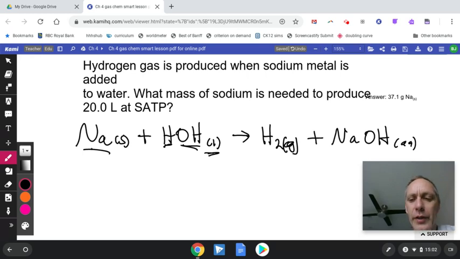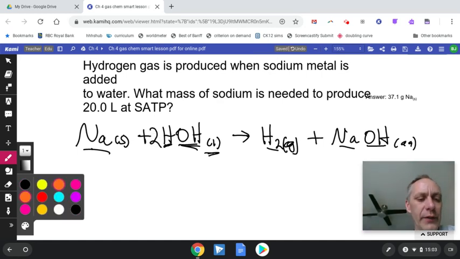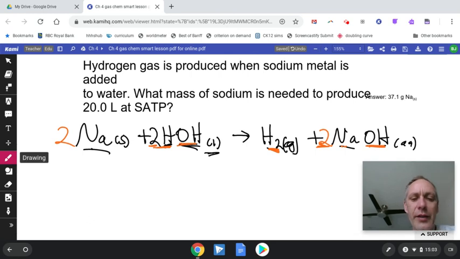Balance it. 1 sodium, 1 sodium, 1 OH, 1 OH, 2 hydrogen, 1 hydrogen in front. So I need a 2. Now that changes things. So now I have 2 hydrogen there and 2 hydrogen there. I also have 2 OHs and 1 OH. So I need to put a 2 in front. Now I have 2 OHs, but now I've changed the sodiums to 2 sodiums. So I need a 2 there. Okay, there's my balanced equation.